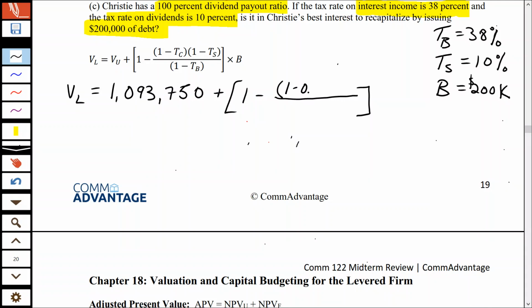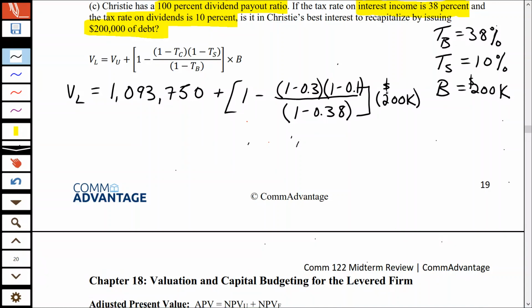The corporate tax rate from the initial part of the question is still 30%. TS, the tax on equity distributions, we are told is 10%, so we plug in a 1 minus 0.1. Finally, down here in the denominator, TB is 38%, the tax on interest income. Remember, of course, interest is paid to bondholders. Bondholders are considered to be debt. And so TB, as the tax on debt, is thus 38%. And finally, big B here at the end, $200,000 is the level of debt that is under consideration for being added to the capital structure.